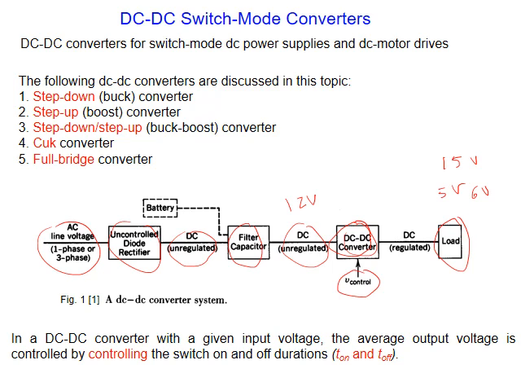The first one is what we call a step down. From the name, it's stepping down the voltage. If the input voltage is 12, we may make it 5 or 6. Sometimes they call it buck converter. And the second one is a step up or boost converter. From the name, it means we have output voltage greater than the input voltage. And there is another converter which is step down, step up, buck boost converter, and then Cuk converter and full bridge converter.